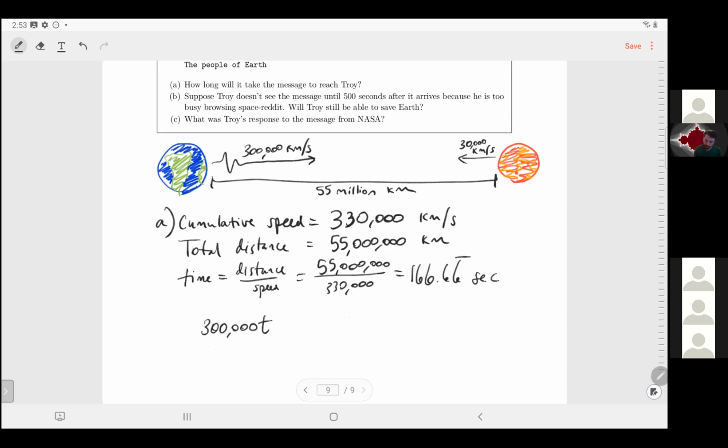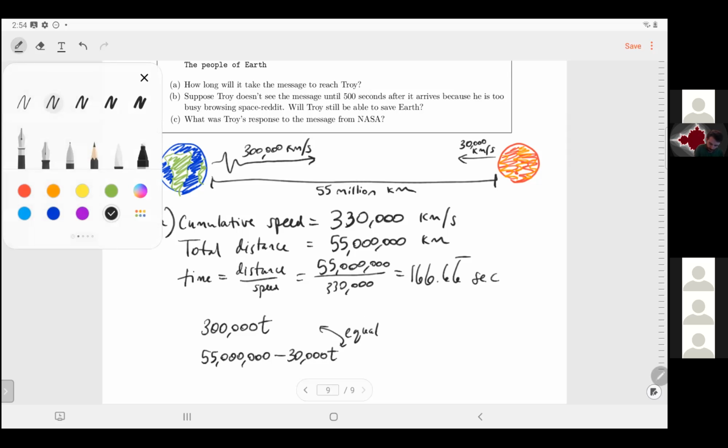And then I'm traveling the opposite direction. So I'm starting at 55 million, but moving backwards at a rate of 30,000 t. And then I could set these two things equal. You will get the same answer if you do it that way. So feel free to use that approach if you like.